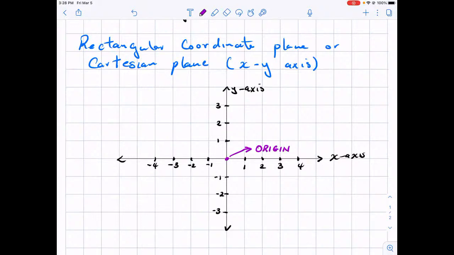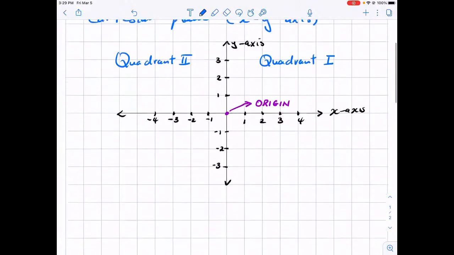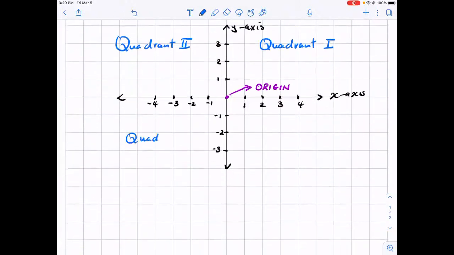And then in each one of these locations we have what are called quadrants, so the plane can be broken up into 4 different quadrants. So this is called quadrant 1. Then we have quadrant 2. We have quadrant 3. And then we have quadrant 4. So we have 4 different quadrants on the xy axis or the Cartesian plane.